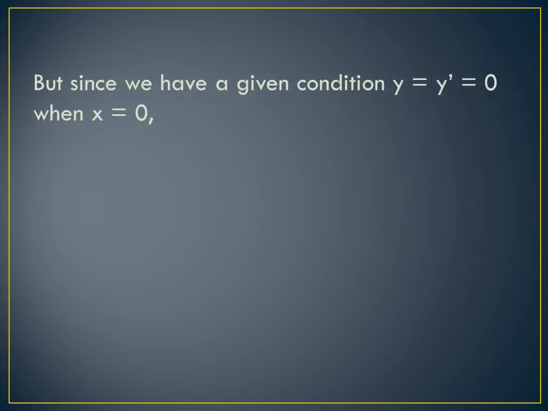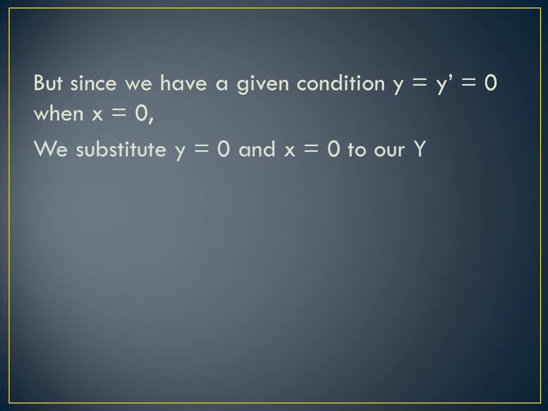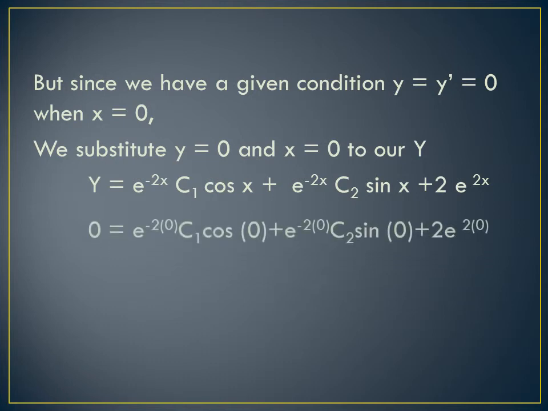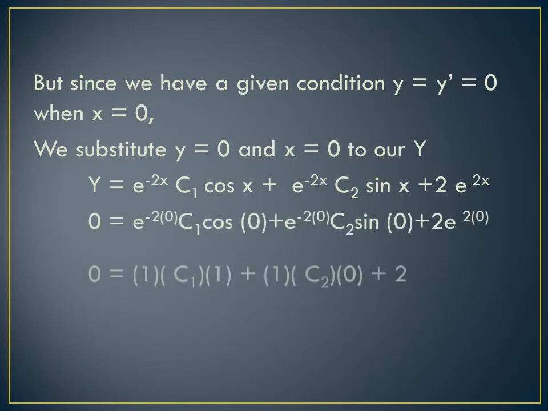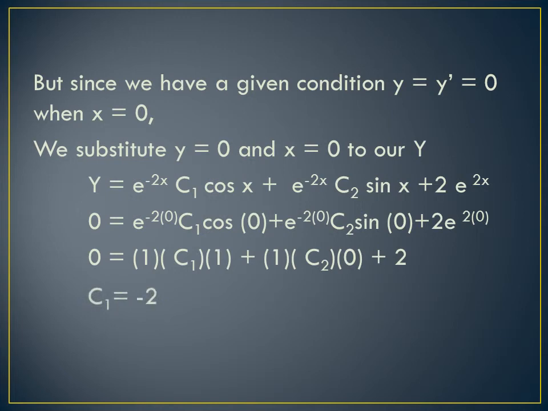But since earlier we have a given condition, that is y = y' = 0 when x = 0, we are going to substitute the values y = 0 and x = 0 into our complete solution y. So we would now get a value of c1 = -2.